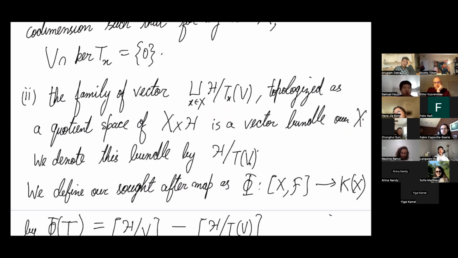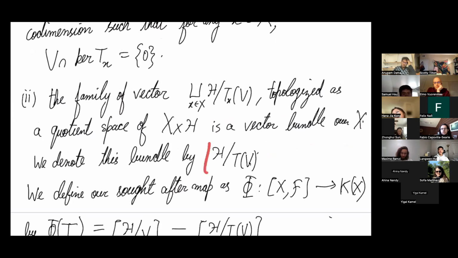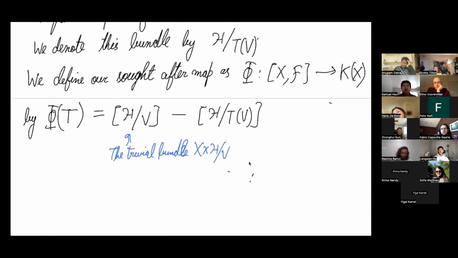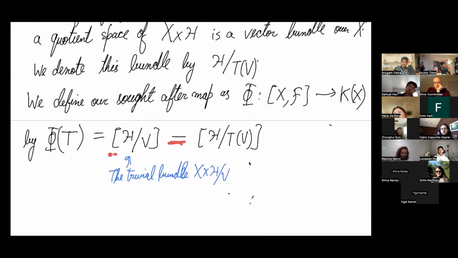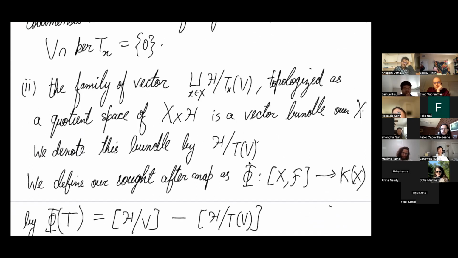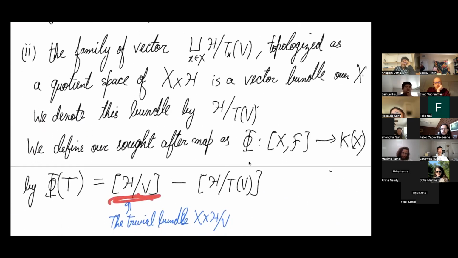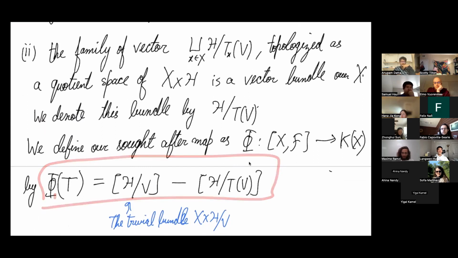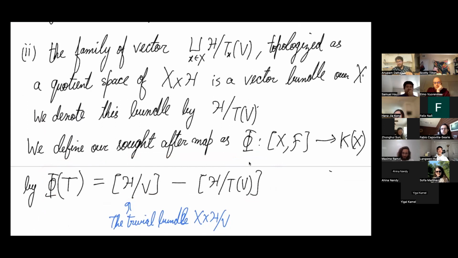And this is really nice, because now we will just take this bundle and take the difference with the trivial bundle, which is X cross H over V. Recall that V had finite codimension, so it also makes sense to take this quotient, and this is a legitimate trivial vector bundle of finite dimension. And finally, you take this difference. The claim is that this is the map which Atiyah and Jänich construct, and it induces an isomorphism from this group to this group.